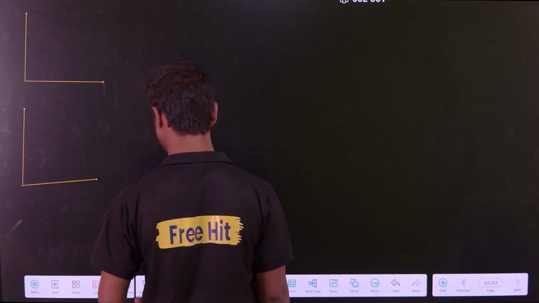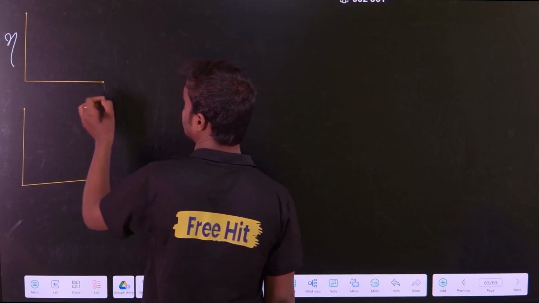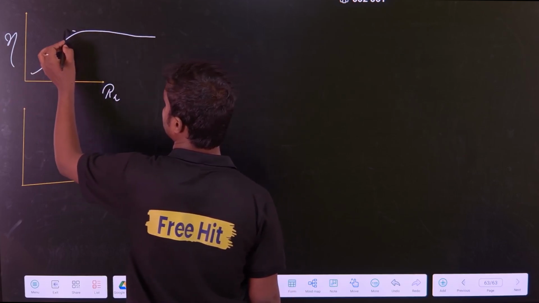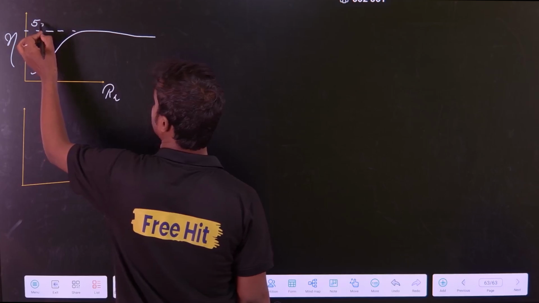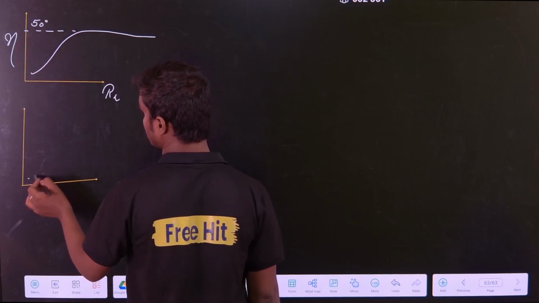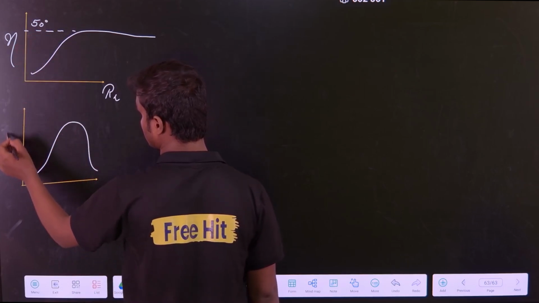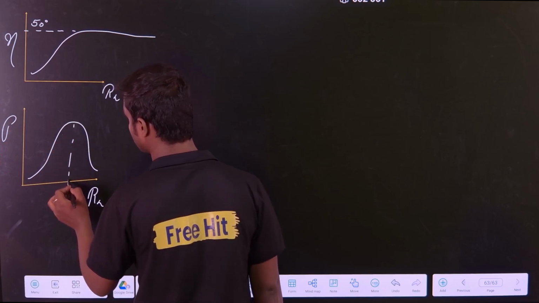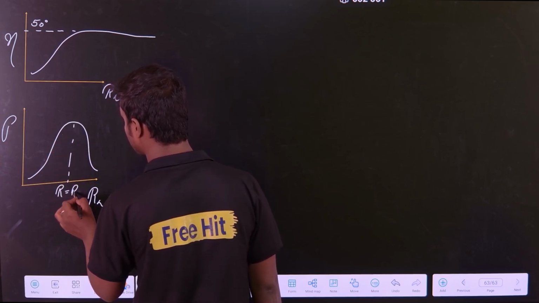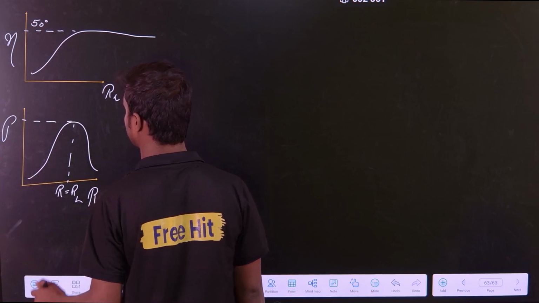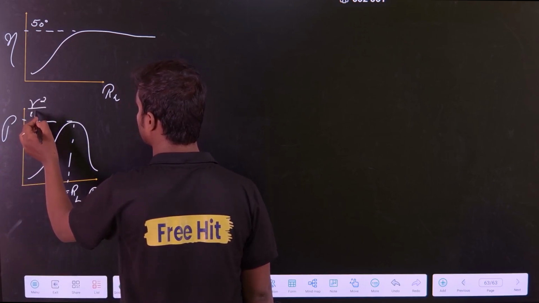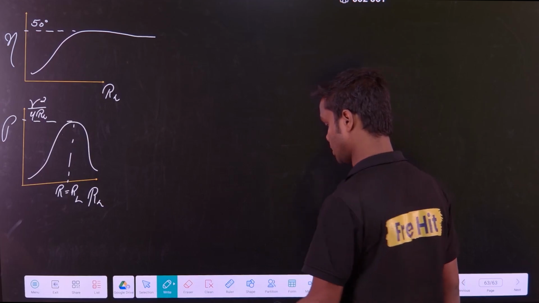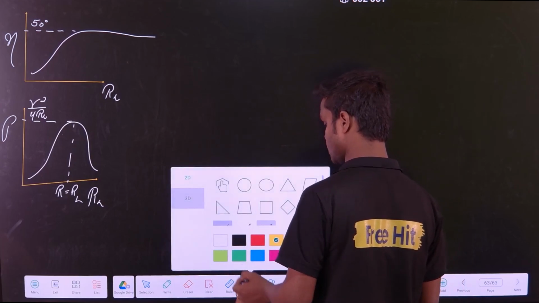Okay, if I ask you what is the graph of efficiency versus RL, what will be the graph? The graph will be something like this. Maximum efficiency we are getting is 50%. What is the graph of maximum power transfer, P versus RL? You can see that maximum power will be transferred when my R is equal to RL. That is my maximum power transfer. What is the value? V square upon 4RL. That is all everyone will know. Leave this thing.